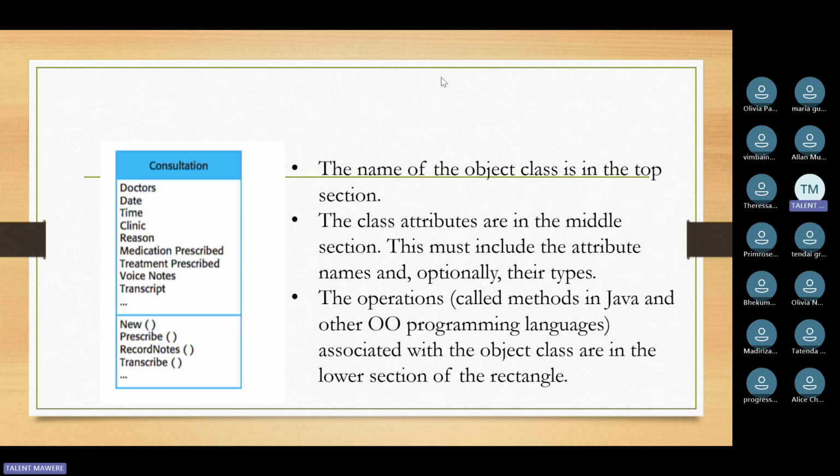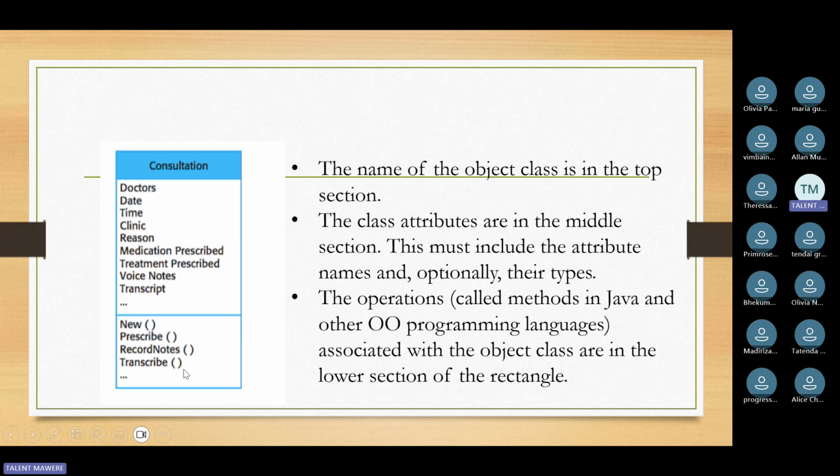This is a typical, well-detailed class called consultation. This consultation class has several attributes. Like what? Like an attribute called doctors, an attribute called date, an attribute called time, clinic, reason, medication prescribed, treatment prescribed, voice notes, transcript.